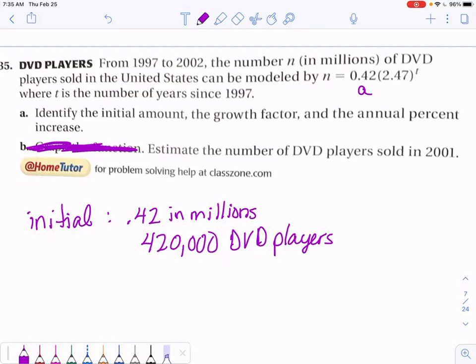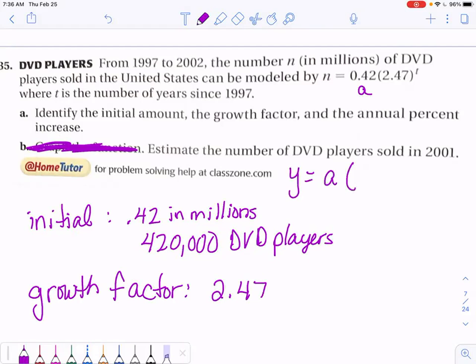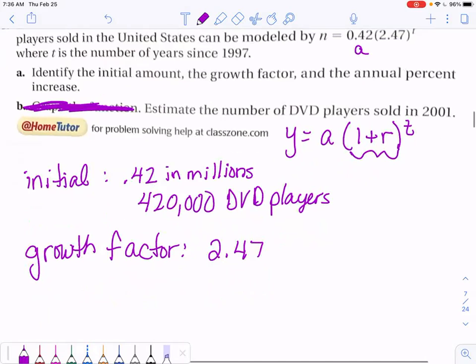All right, so that's the first value. The second thing is the growth factor. Where is the growth factor in the equation? Yeah, within the parentheses. So the value in the parentheses is the growth factor. And that is 2.47. So our equation for exponential growth is the initial amount times 1 plus r to the t. This number is called the growth factor. 1 plus r. That is the growth factor. The last question says the annual percent increase.